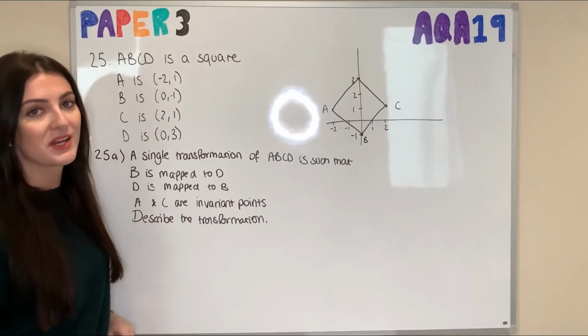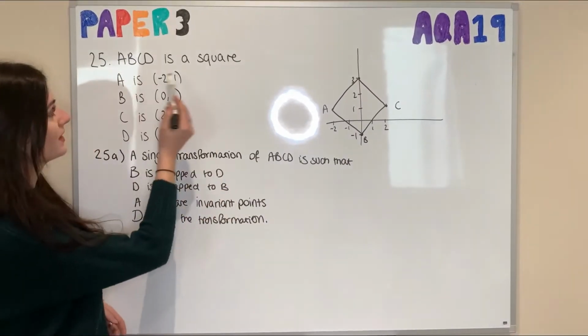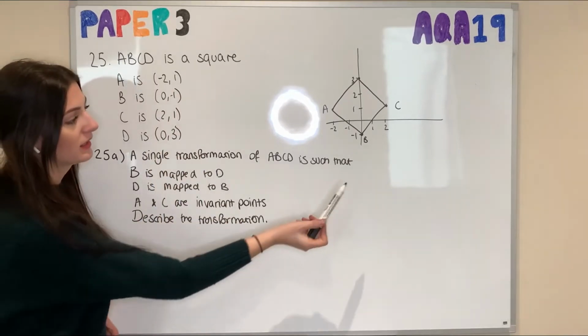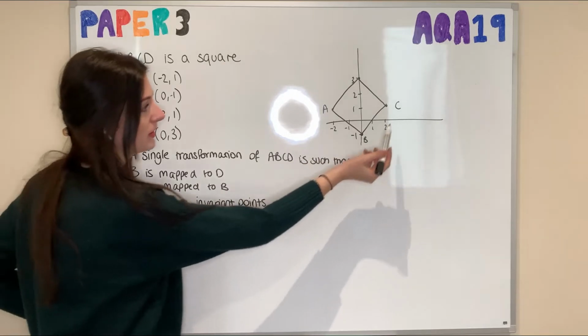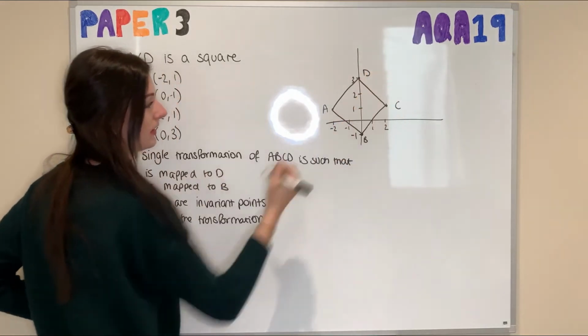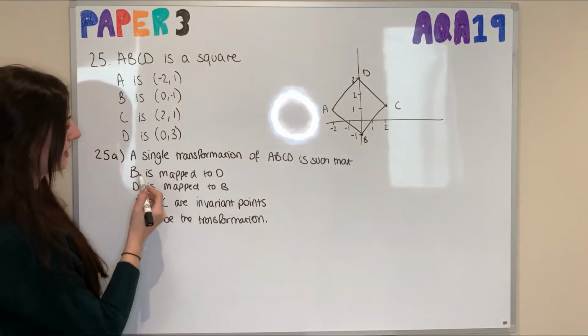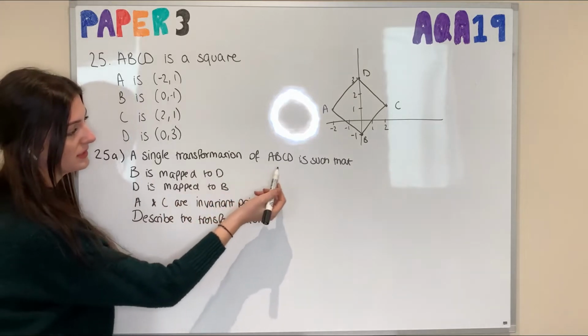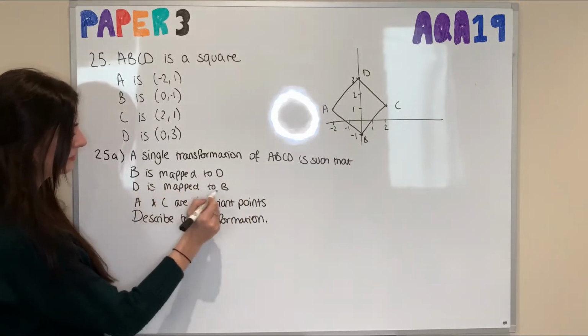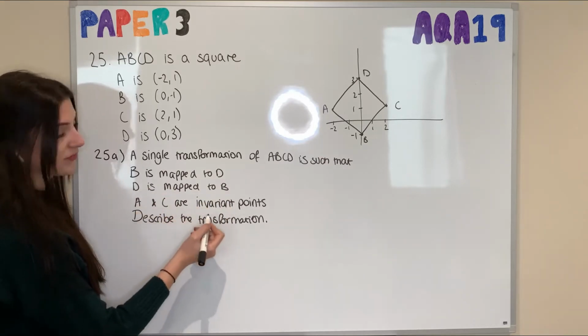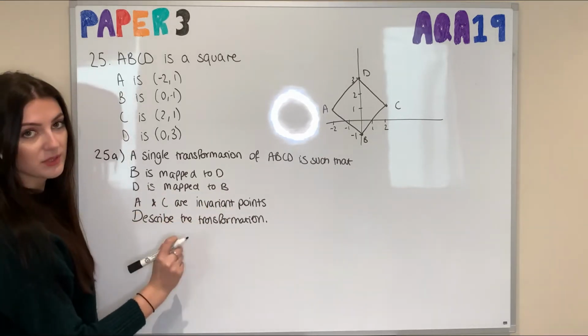Let's continue to question 25. Here we have a square ABCD, just drawn on a simple graph: A, B, C, and then D here. In 25A, a single transformation of ABCD is such that B is mapped to D, D is mapped to B, and A and C are invariant points. We have to describe this transformation.